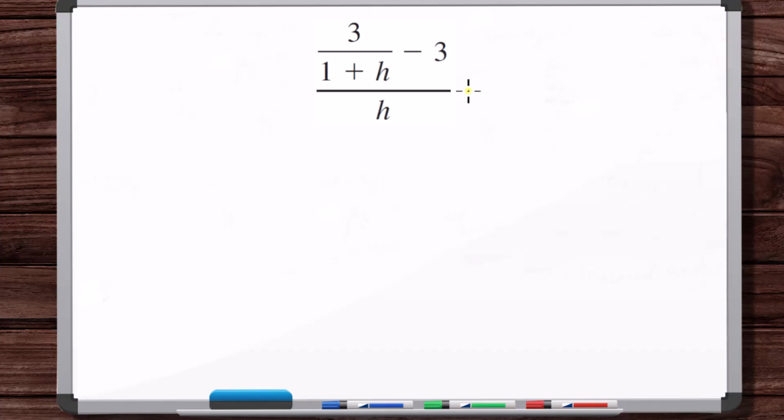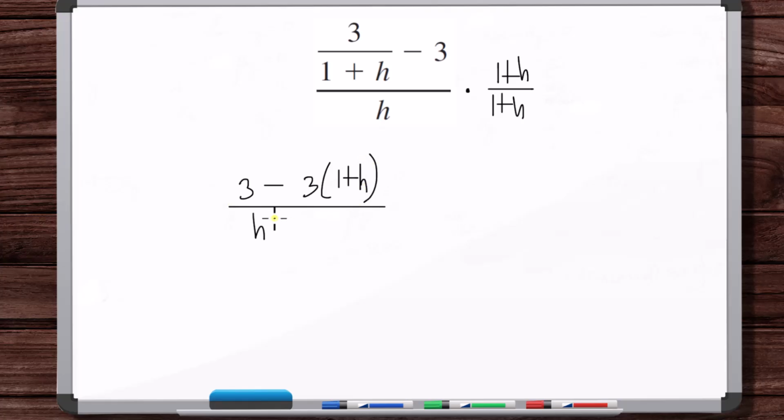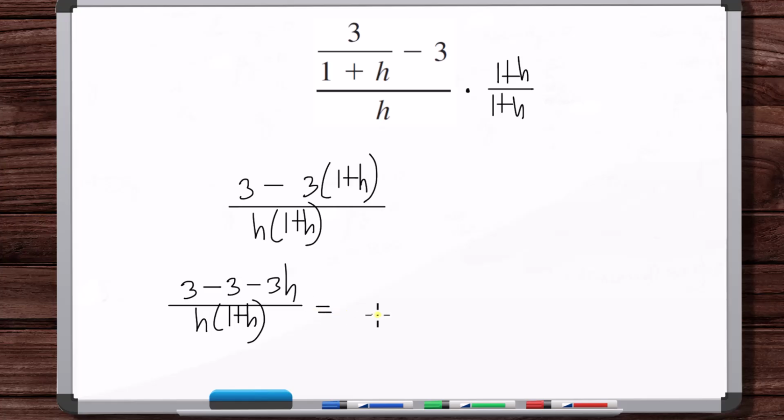Okay, so there's only one fraction here, so we multiply by 1 in the form of the denominator of that fraction over the denominator of that fraction. So we've got 3 minus 3 times 1 plus h over h times 1 plus h. Okay, so 3 minus 3h over h times 1 plus h. So minus 6, minus 3h over h.